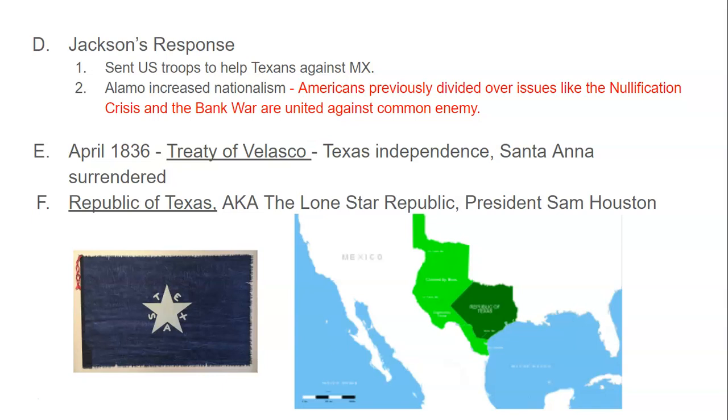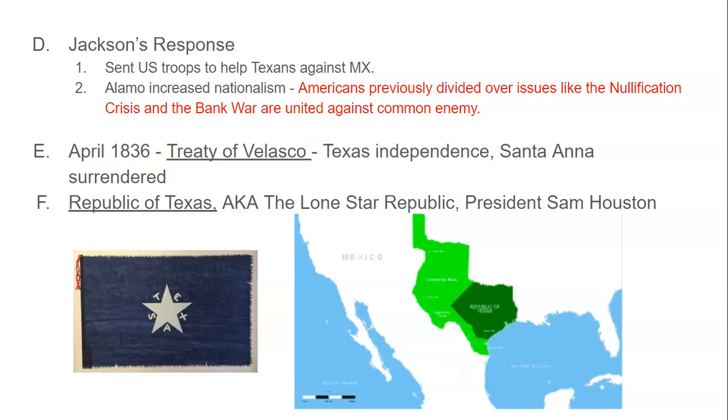With the help of the U.S. troops, eventually the Texas militia defeats Santa Anna's troops at the Battle of San Jacinto, I believe is what it is. And Santa Anna is forced to sign the Treaty of Velasco, which basically recognizes Texas as independent, and Santa Anna surrenders. There's a little bit of confusion, though, as to what Texas actually is.